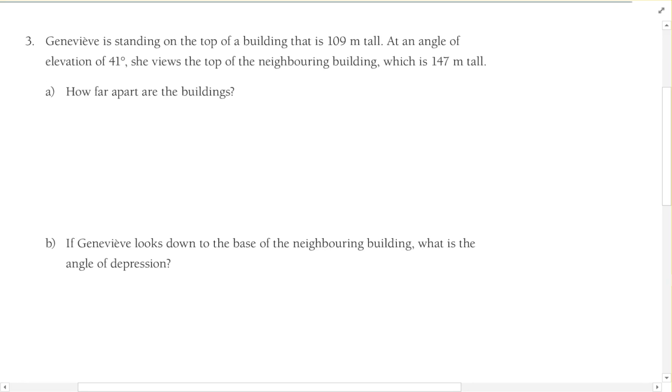Okay, so number 3. Guinevere is standing on the top of a building that is 109 meters tall. At an angle of elevation of 41 degrees, she views the top of the neighboring building, which is 147 meters tall. How far apart are the buildings? The big thing here is being able to draw it properly. It's not anything more complicated than what we'd be doing, but you just need to draw it out properly. So I'm going to let you guys do the whole thing though. Go ahead and answer 3A now.